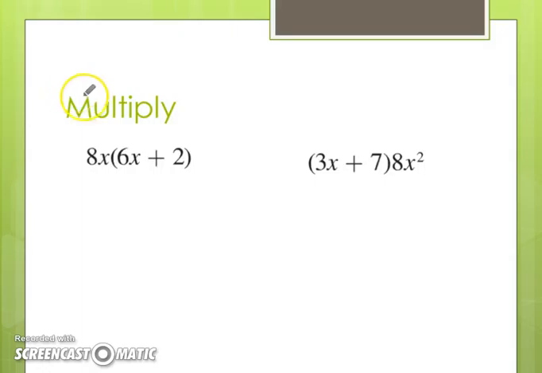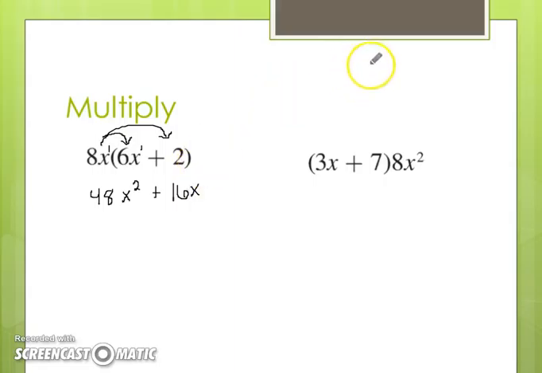A couple more examples. 8x times 6x, multiplying the coefficients. So 8 times 6 is 48. And then multiplying the variables, you add the exponents if they're the same base. So x to the first times x to the first becomes x squared. And then plus 8x times 2, you get 16x.